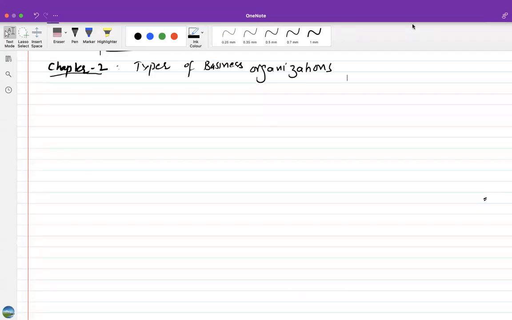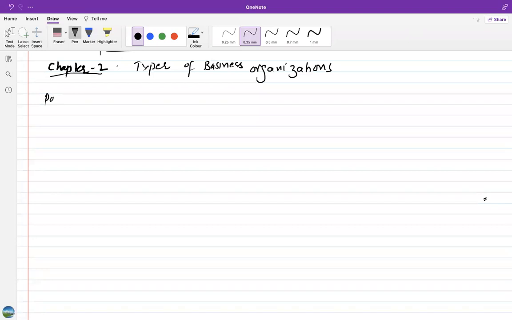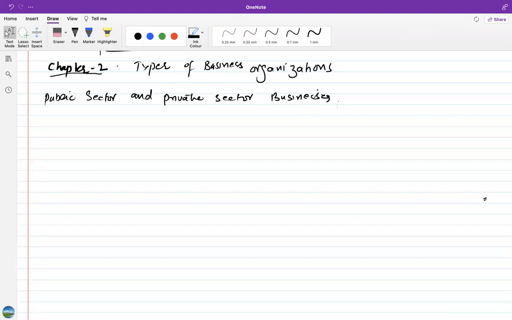Okay, kids, the next thing that we are going to study is basically the types of business organizations. We divide business organization to two major parts. One are called the public sector business organizations and the private sector business organizations. Let's talk about the definition of both public and private sector, and then we'll talk about the advantages of public sector businesses, and then rest of the chapters will be about the private sector businesses that are in more detail.